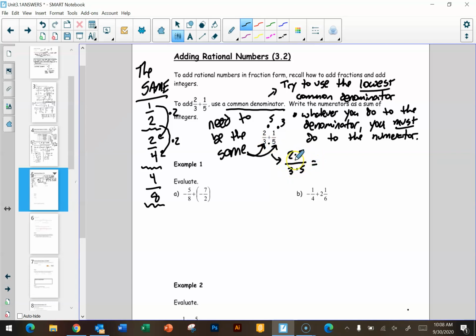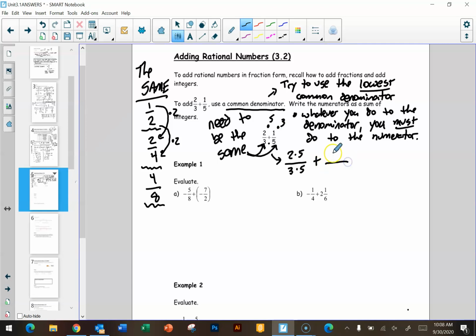Look, I kept the 2 over 3, and the only thing I did was multiply both the top by 5 and the bottom by 5. So I changed how these things look, but I didn't actually change the value of it. Okay? And you'll see that in a second. Now I'm adding to that. Let's look at the other side.